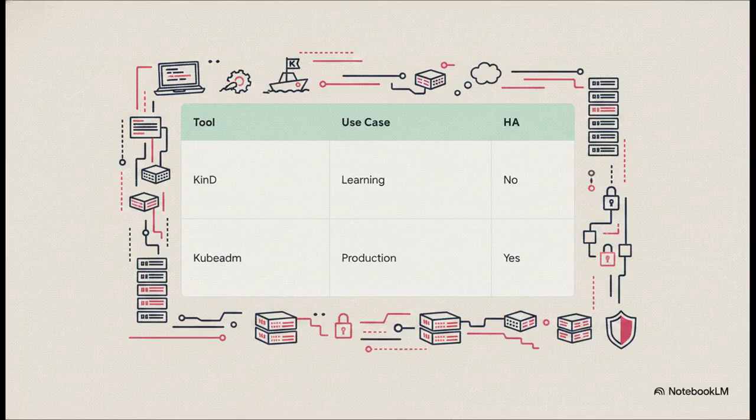When it comes to actually installing this stuff, you generally have two primary paths. On one side, there's Kind, which stands for Kubernetes in Docker. It's incredibly fast, it's lightweight, and it's absolutely perfect for local development or just learning the ropes.